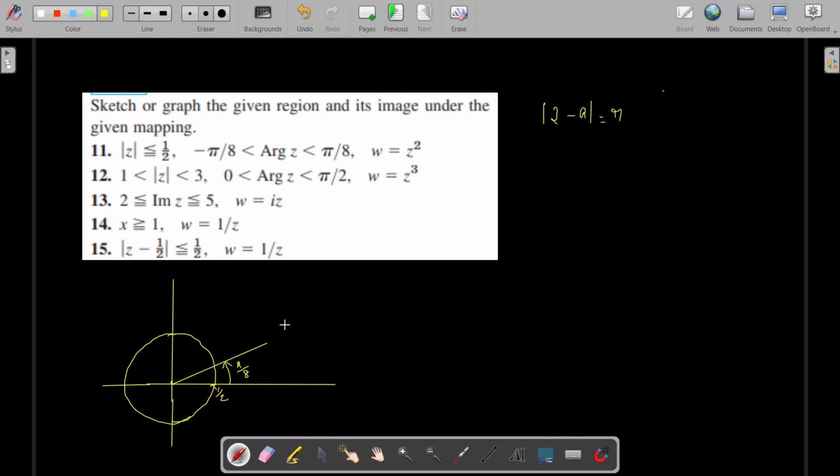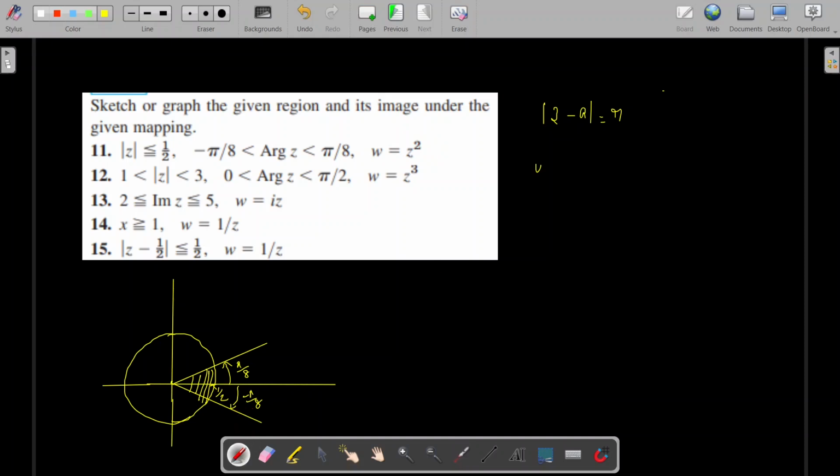The argument lying between pi by 8 and minus pi by 8 means that for minus pi by 8 you have to draw in this direction. This is the line theta equal to minus pi by 8, and this angle is minus pi by 8. So in the region given, the argument lies between minus pi by 8 and pi by 8, and we have to consider all points in the interior of the circle mod z equal to 1 by 2. So actually we have to consider this part. This is the region given in the z plane. You have to find the image of this region under the map w equal to z square.